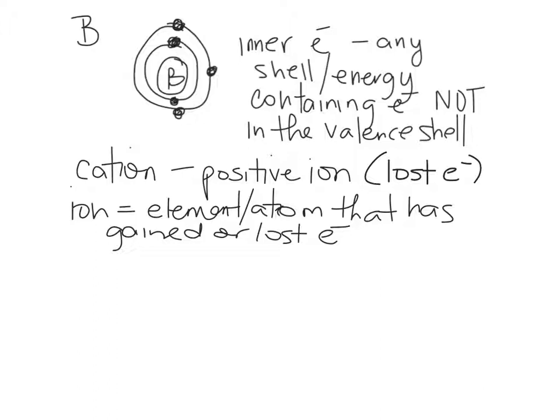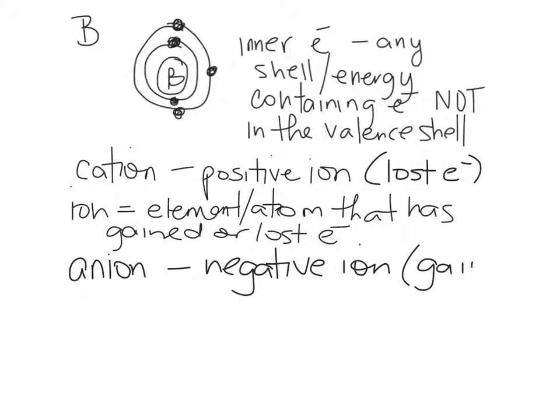So then, if that's a positive ion, an anion is a negative ion. And that happens when an atom or an element gains electrons. All right. Looking at your periodic table.